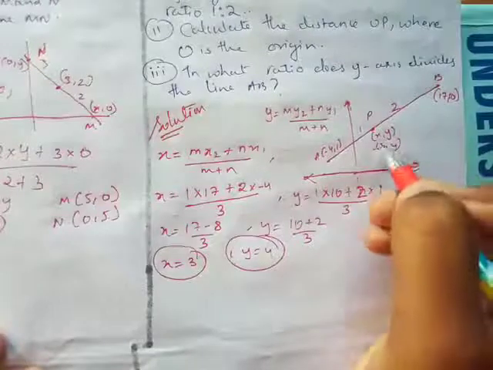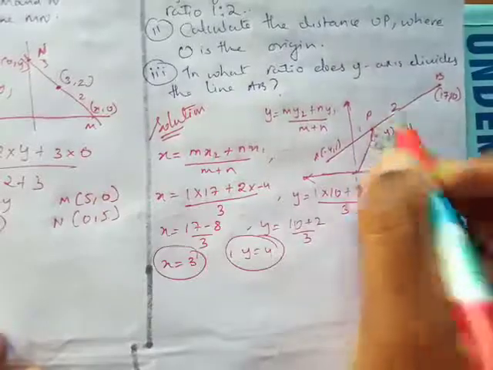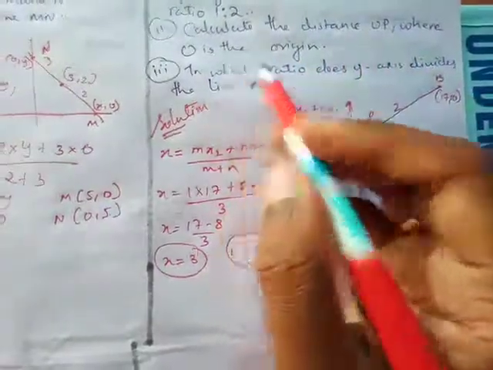But if I got 3 comma 4, I need to find from O to P. Second part, read the second part. Calculate the distance OP where O is the origin. So I have to find OP, this is O, this is P. So what I'll do, I'll make a right angle triangle. So from here to here you know how much it will be, because it can be found from the coordinates. So this will be 3, and from here to here you will know how much it will be, this will be 4. So how will you find OP?